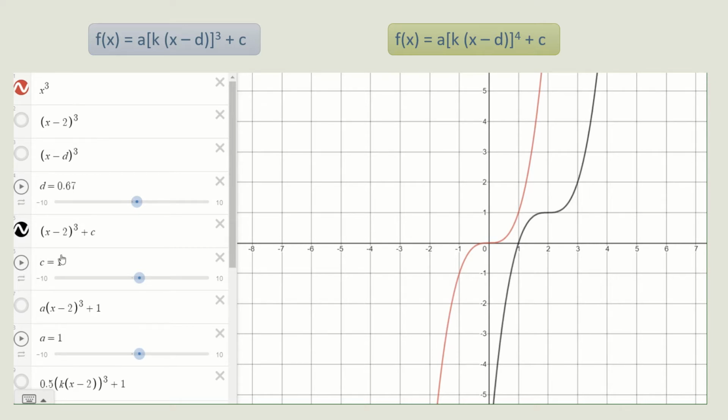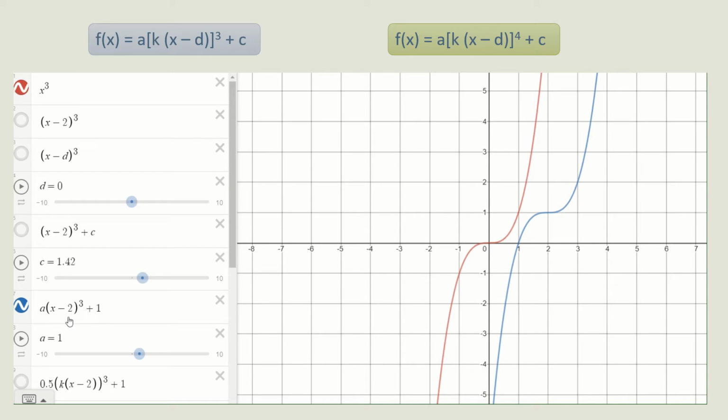So the c value right now is 1. So it's lifted it up 1. Let me put this d value back to 0. So we've got still our shift 2 units to the right, but now we're adding on a vertical shift. So we've shifted 2 units to the right, that was a d value, and now we've added on to that the c value, which is lowering it and raising it. All right, let's get rid of that one.